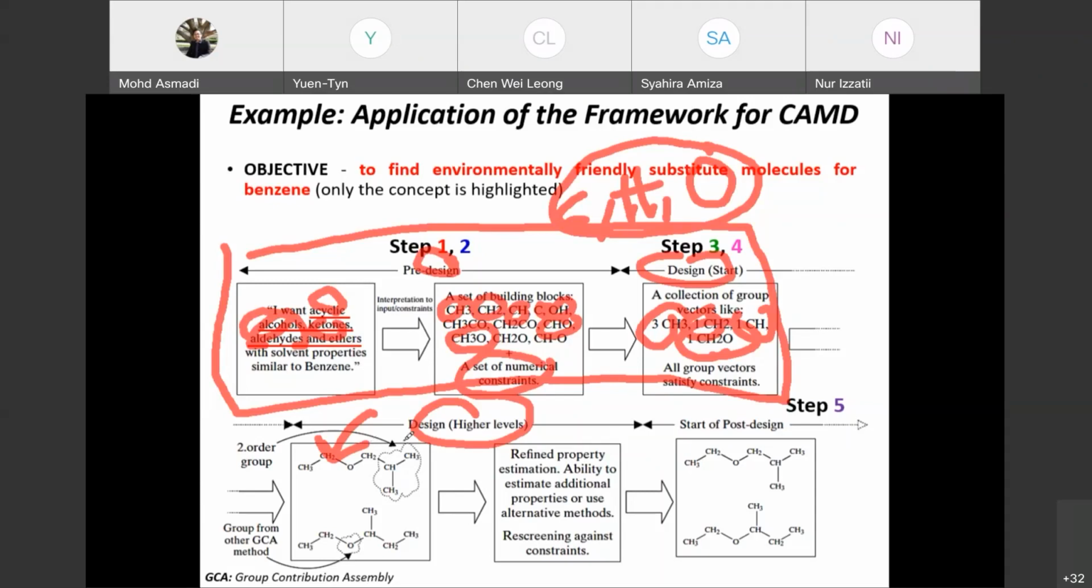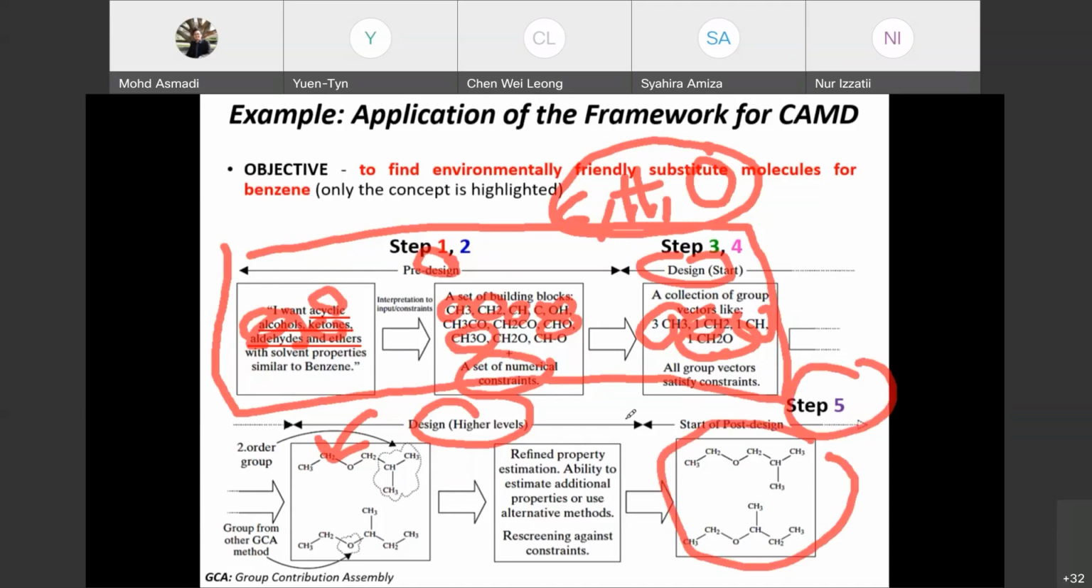For example, propanol and isopropanol, right? So we do the screening. Here we use groups from the other GCA methods to refine property estimation, with the ability to estimate additional properties, and risk screening against the constraints. Then we start the post design. This is step 5.